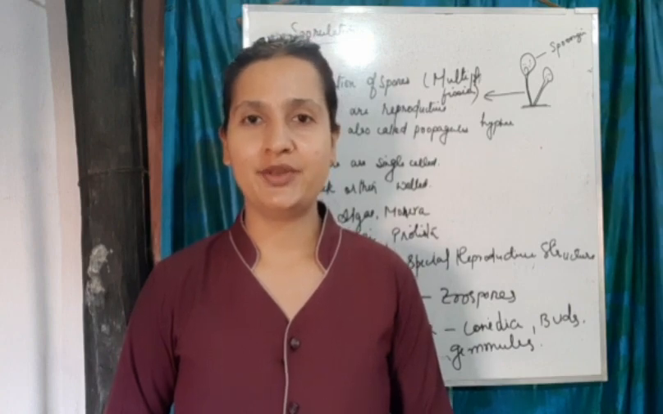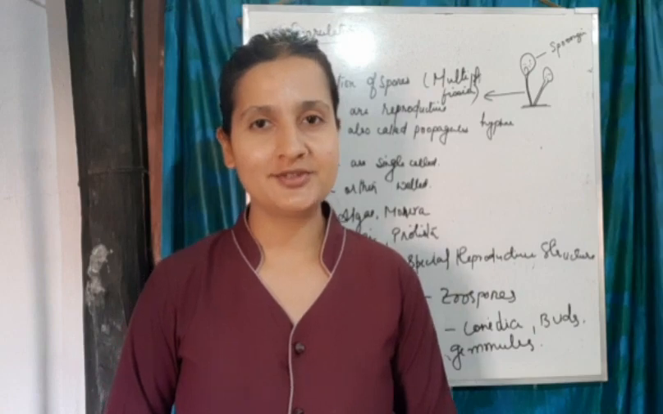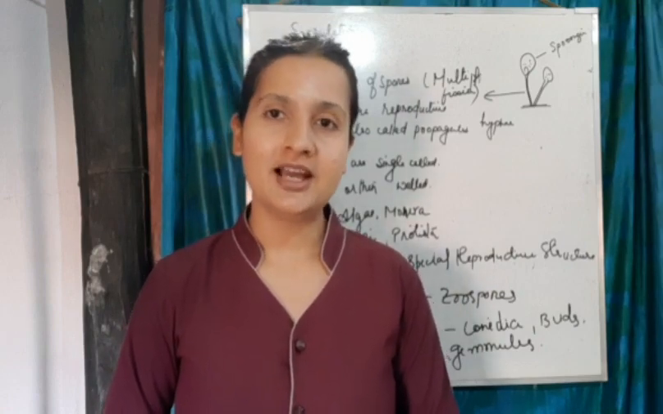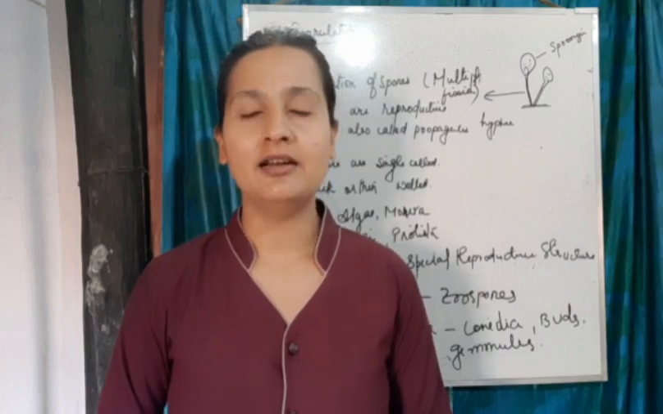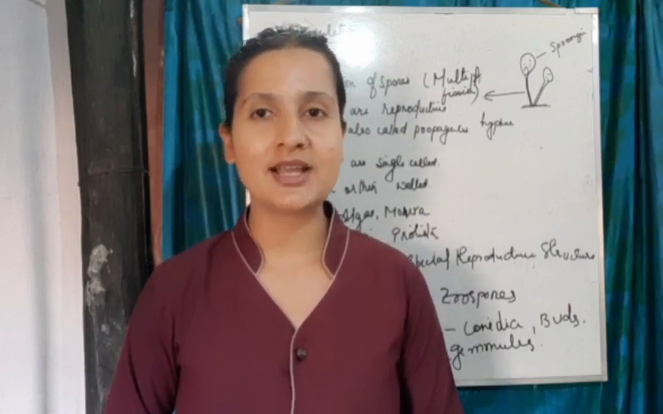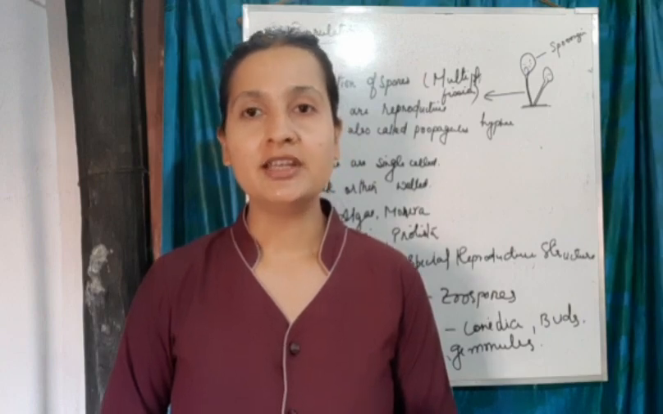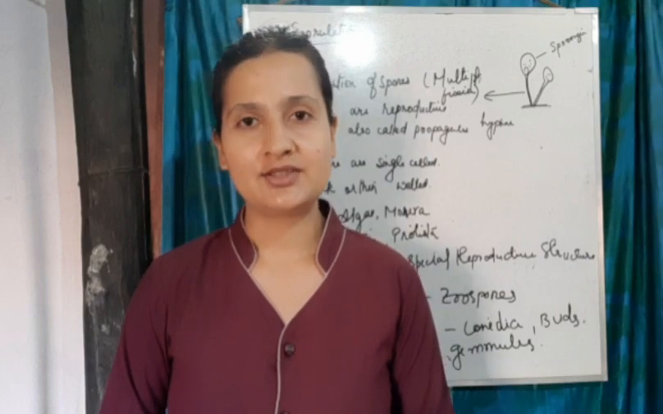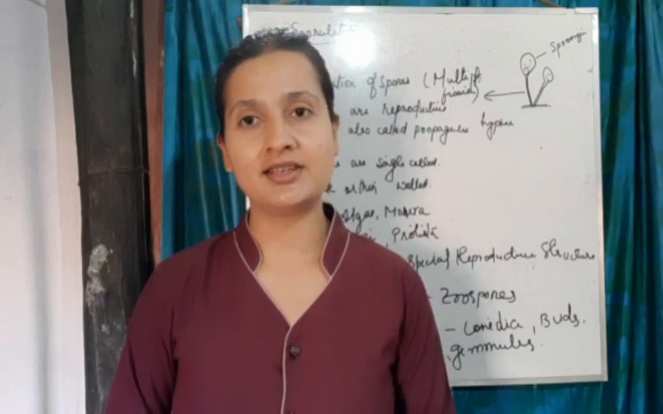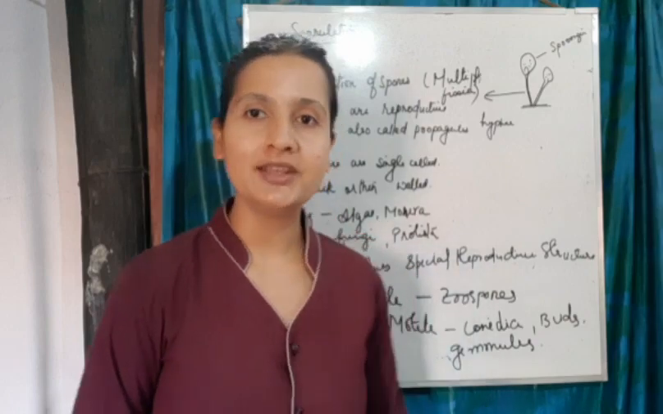Here I am back with another class, and today I am going to teach you different types of asexual reproduction. In my last class, I had explained to you what is fission and what is budding, right? So in this class, I shall be teaching you the rest of the types of asexual reproduction, that is sporulation, fragmentation, and vegetative propagation. So let us start with sporulation.